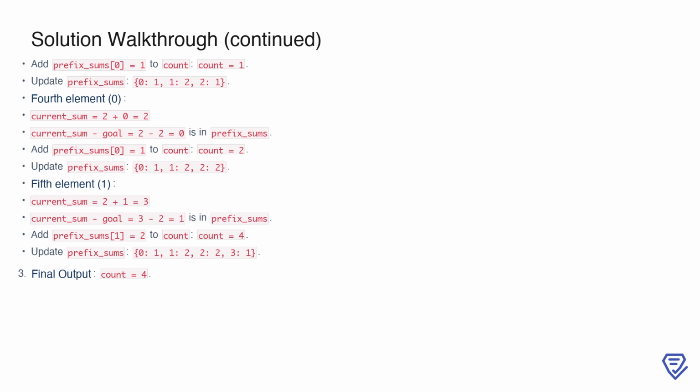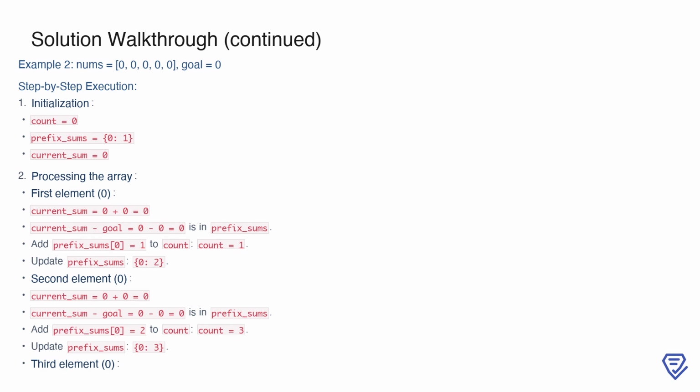Again, we update prefix_sums to reflect that the prefix sum of 2 has now occurred twice. Finally, for the fifth element, 1, adding it to current_sum brings it to 3. The difference between current_sum and the goal, which is 1, is in prefix_sums. We add prefix_sums, 1, which is 2, to count, making the final value of count equal to 4. After updating prefix_sums to include the prefix sum of 3, we conclude that there are 4 subarrays in this example that sum to the goal.